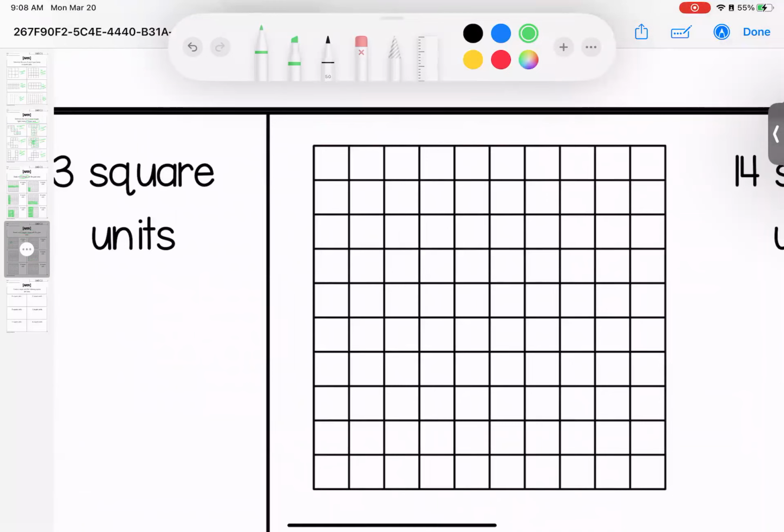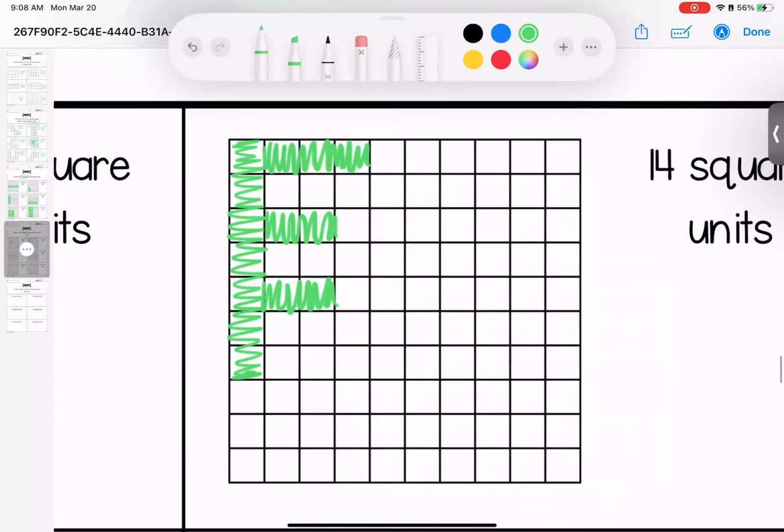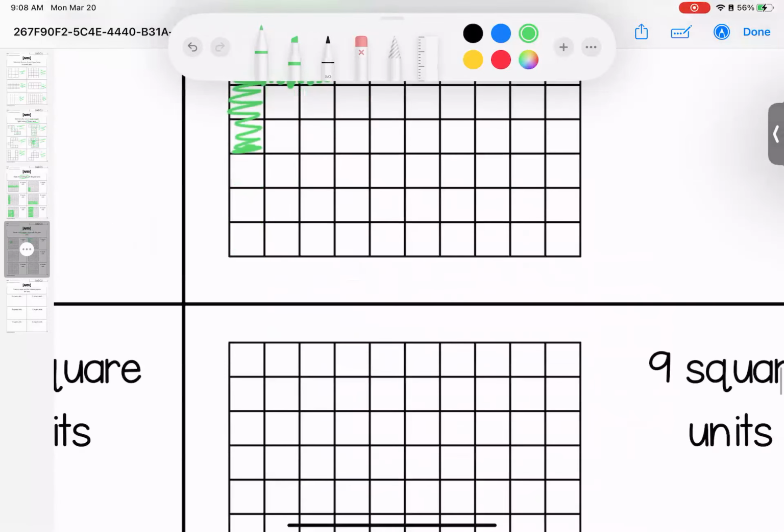I'm going to do 14. So I'm going to do 7 this way, which goes to there. And then 8, 9, 10, 11, 12, 13, 14. That's going to be my irregular shape. Again, as long as you fill in 14 squares, it works. Ours are going to look very different on these.